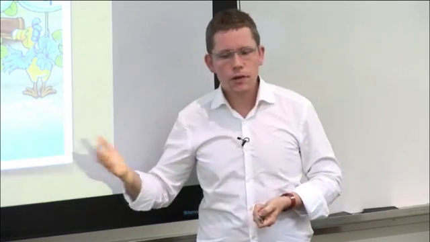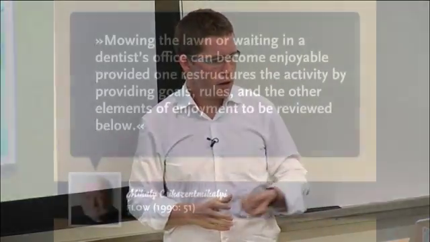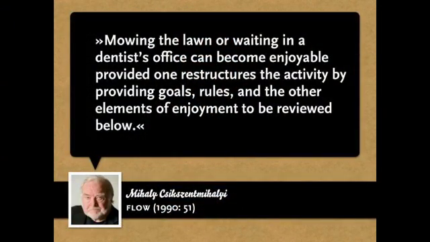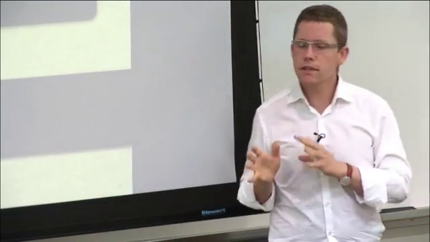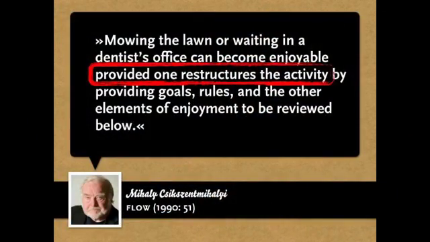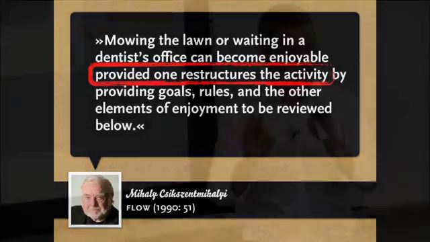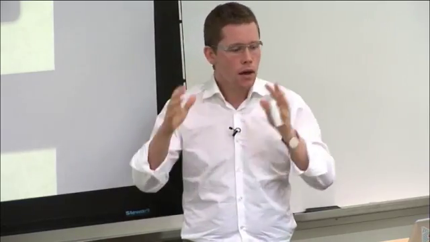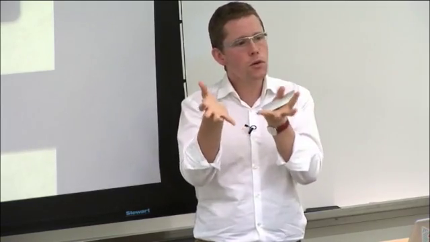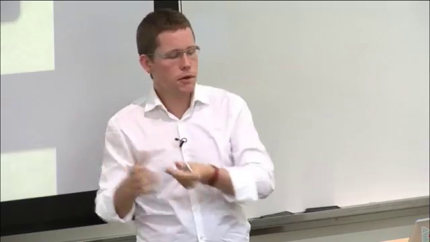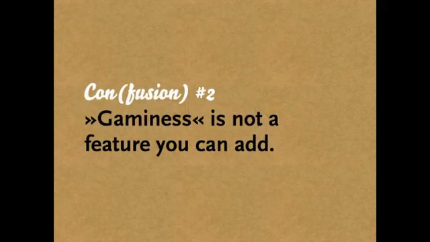So if that's the confusion that we see in gamification, what's the opposite to that confusion? And here I think we can take our cue again from Csikszentmihalyi, who spelled it out way back in Flow in 1990. He said, even these rote activities like mowing the lawn can become enjoyable, and here's the important bit, provided one restructures the activity by providing goals, rules, and the other elements of enjoyment. So it is not about adding elements, but about looking at a certain system systemically and asking how well or poorly structured this system is to give rise to experiences of intrinsic enjoyment. So that's the second confusion.